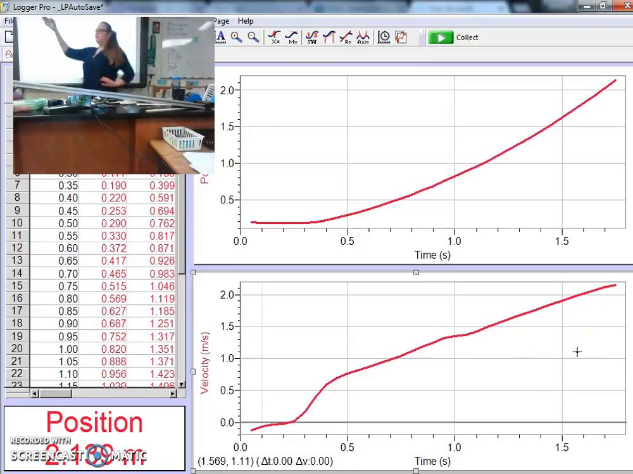Now, we moved the car to the right, so what's true about the slope of this graph? Okay, it's also positive. So right now, on your little guide, for the smaller incline, I want you to draw the position and time graph and the velocity and time.